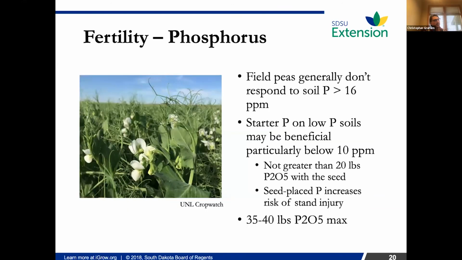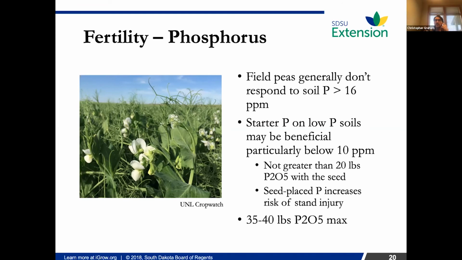So I got to move a little bit. Phosphorus, typically, they won't respond much over 16 parts per million. Phosphorus levels are really critical to root growth though. And so obviously when the plant is relying on the roots for its nitrogen, for that fixation, the phosphorus is also really important. Some folks will try to put phosphorus with the seed, generally not more than 20 pounds though. It can affect stand injury. And typically though, 35, 40 pounds max is all that's needed.